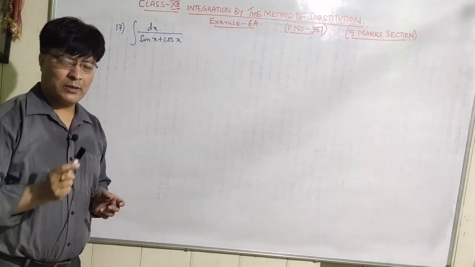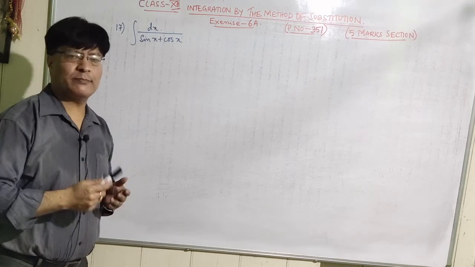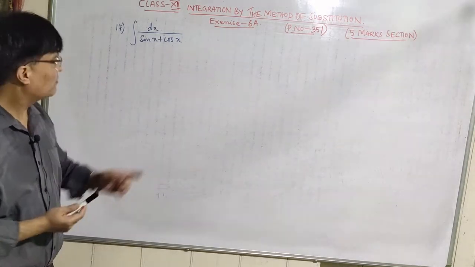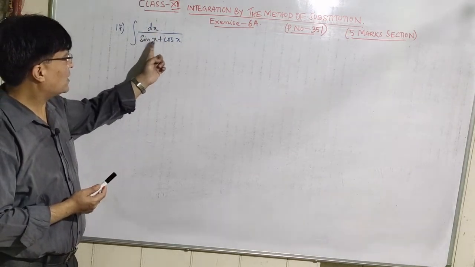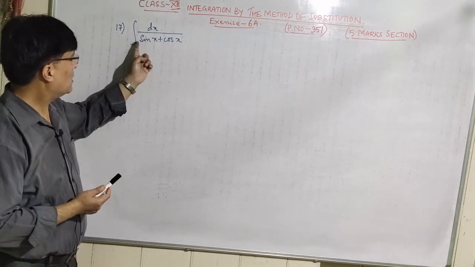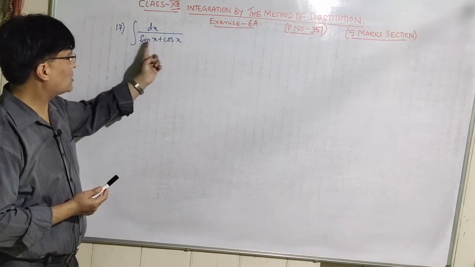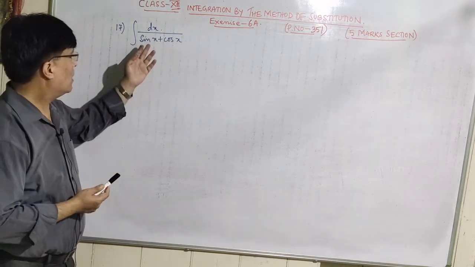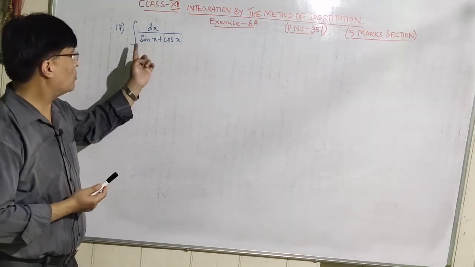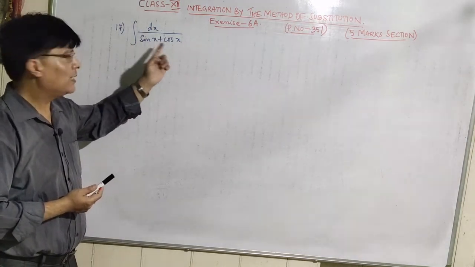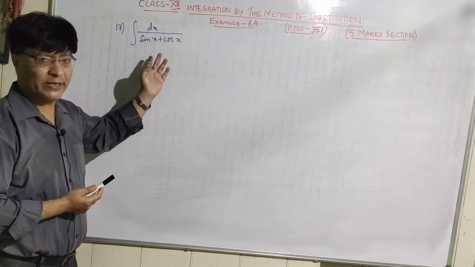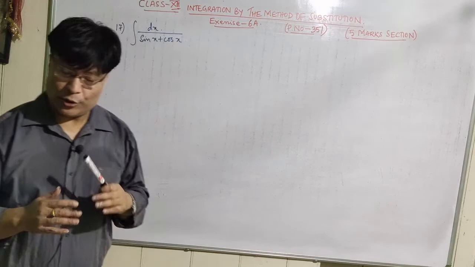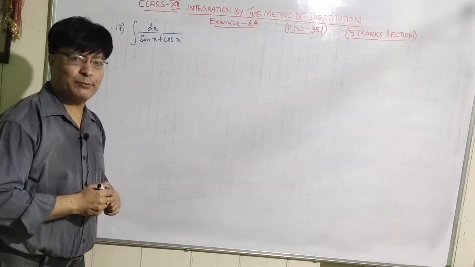The previous problem was just the method, that is integration of dx divided by a cos x plus b sin x. But here it is given dx by sin x plus cos x. Here sin x coefficient is 1. Cos x coefficient is also 1. In the previous problem, the coefficient of sin x was a and the coefficient of cos x was b. But here a is equal to 1, b is equal to 1. So you can use the same method as we have done in the previous one.